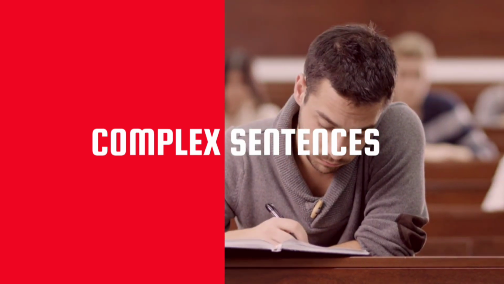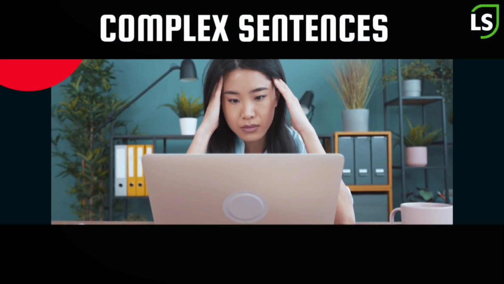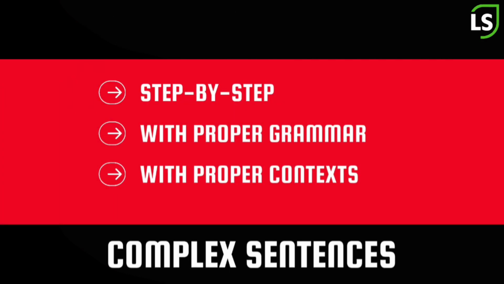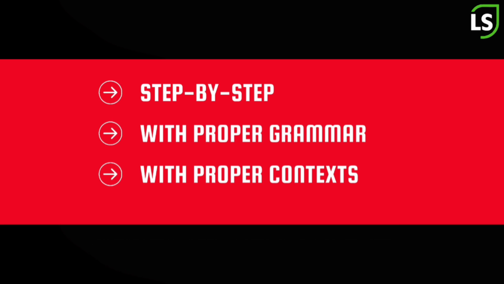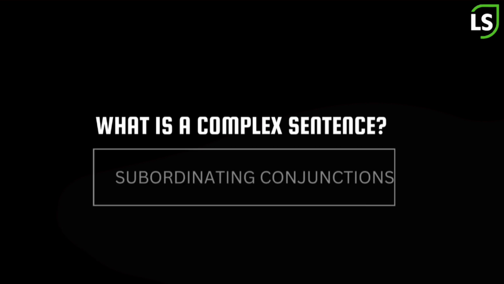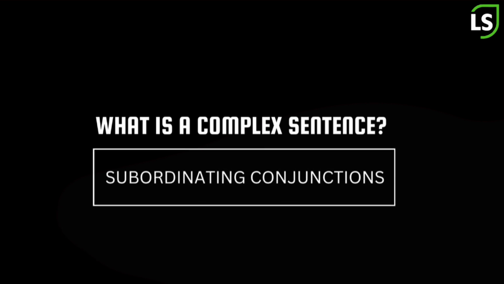Many students find it difficult to create such sentences correctly, and that's very understandable. In this lesson, we'll practice making complex sentences step by step with proper grammar and see how they work in real contexts. Before we dive in, let's first identify what is a complex sentence. The main difference between complex sentences and other types of sentences is that complex ones use subordinating conjunctions.